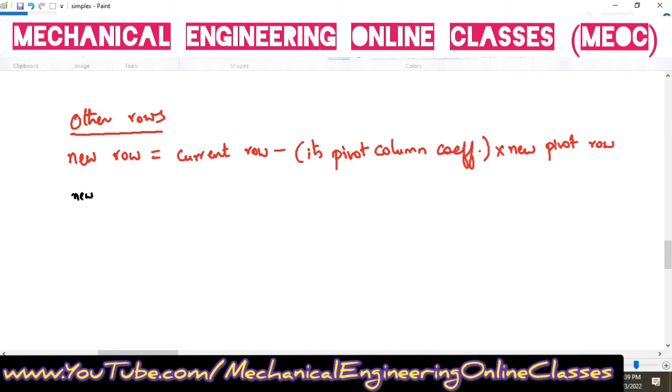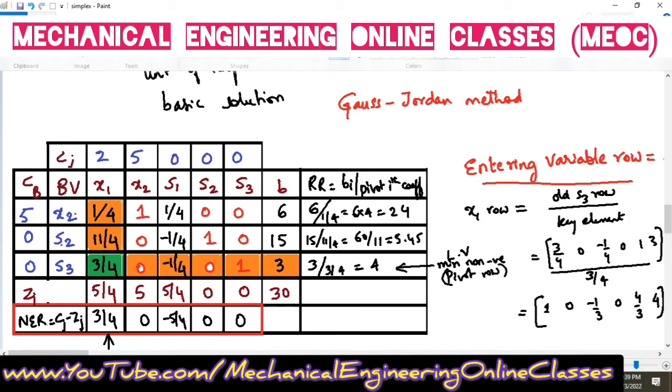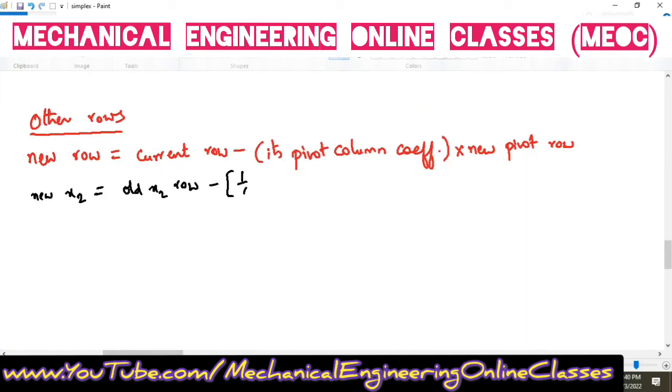New x2 row is equal to old x2 row minus its pivot column coefficient. We can find this pivot column coefficient in the previous table, this one. So it is this 1 by 4, multiplied by the new pivot row. New pivot row means what we have just obtained, the x1 row.